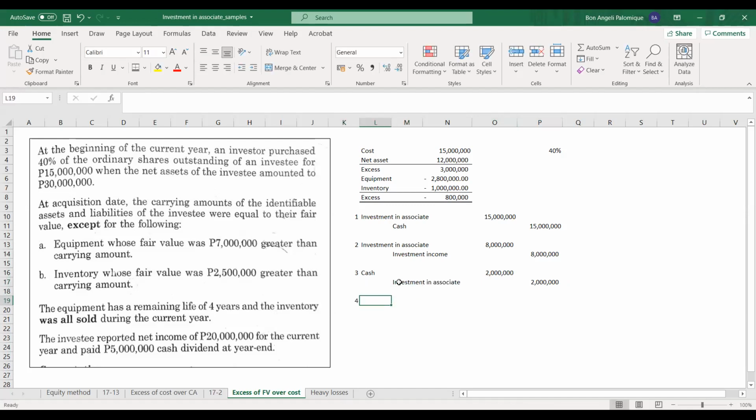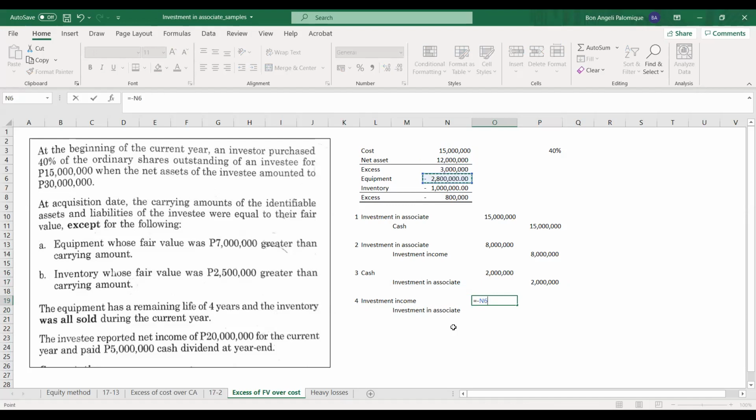Okay, so next is to record the depreciation of the excess on equipment. So, our recording is debit investment income and credit investment in associate, 2,800,000 divided by the remaining useful life of 4 years. Okay, so 700,000.